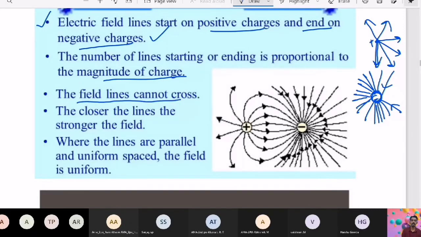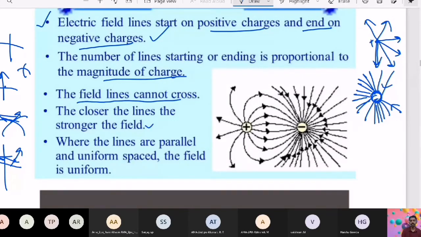And the field lines cannot cross. Suppose at one point, one field line is this, another field line is this. If they intersect, then you will get two tangents. Two tangents means at one point two directions for the electric field, which is impossible. That's why we cannot have two field lines intersect each other. In any diagram of field lines, no two field lines will intersect.